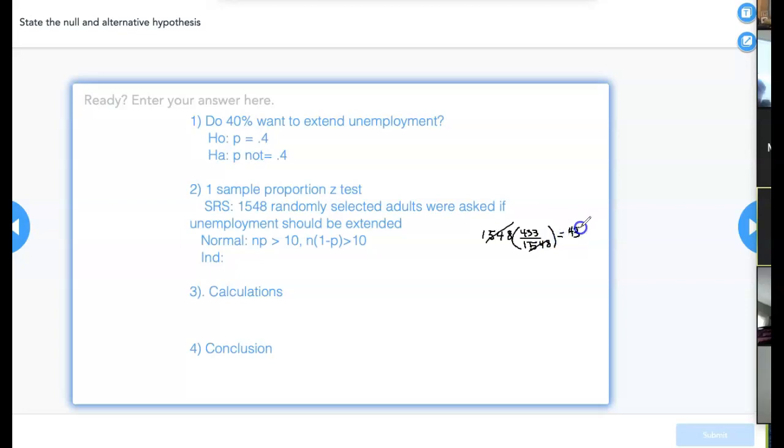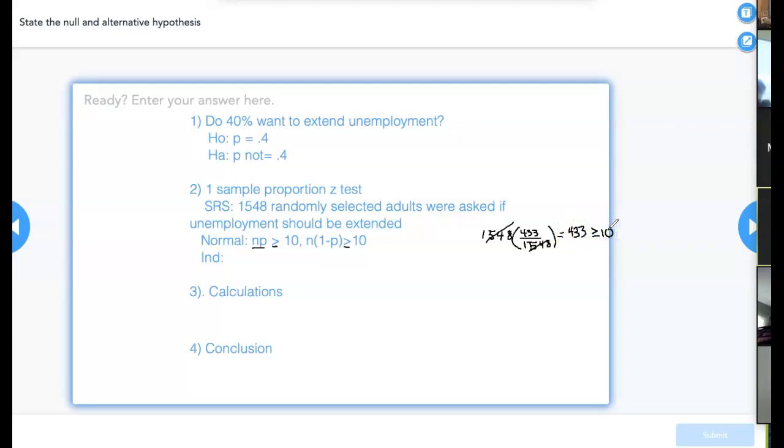433 people said yes. So when you're checking this condition for n times p, as long as your x value, your number of people, is greater than or equal to 10, could be equal to 10. Rarely ever see that happen though. 433 is a big number. A lot of people were in the sample. So it's qualitative data, so proportion. 433 is greater than or equal to 10.